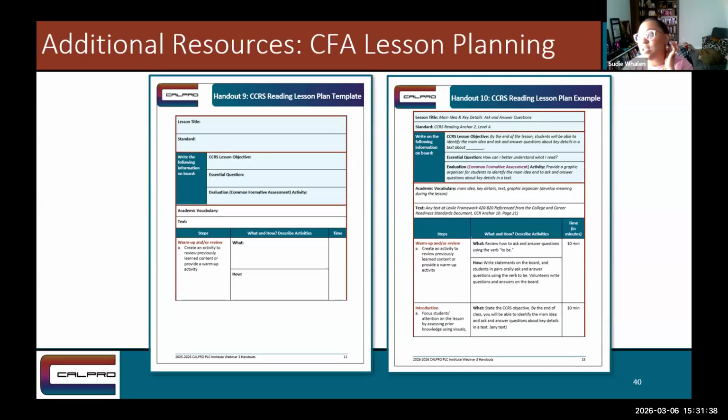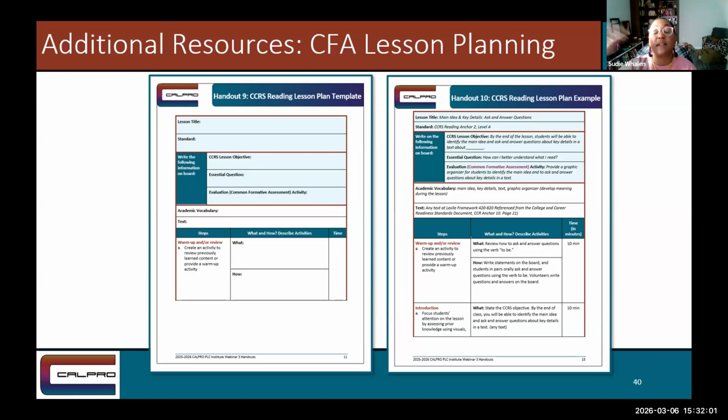So I also want to call attention to this really great resource that Karen shared with us last month. I threw it into our handout packet because I thought it would be useful to you all. She gave an example of a template and an example of a CCR reading lesson that shows how they're teaching directly to the standard they're working on. It's really detailed.